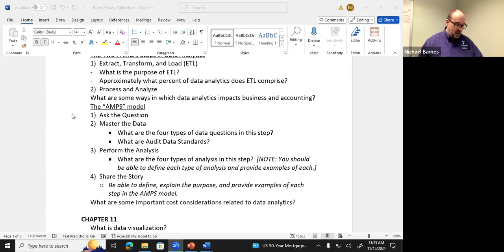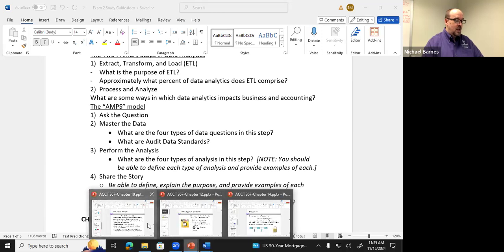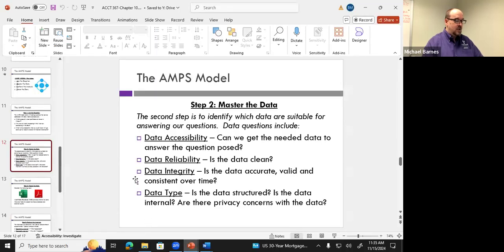Some specific items that are going to be relevant and important: the 4 types of data questions that are under master the data. That's actually detailed in the chapter 10 slides, slide number 12. So please make sure you're familiar with this.